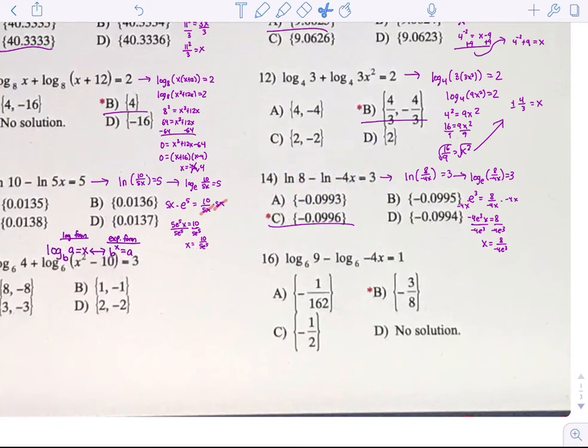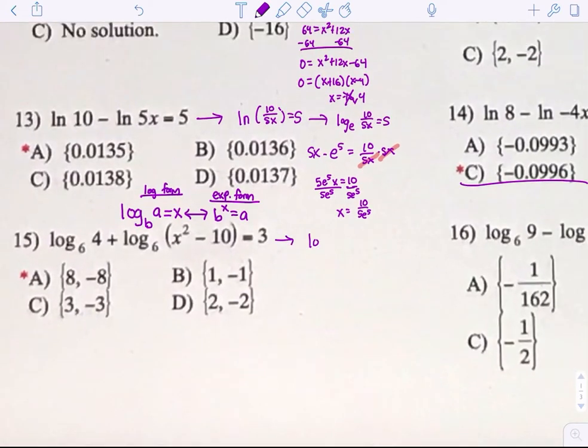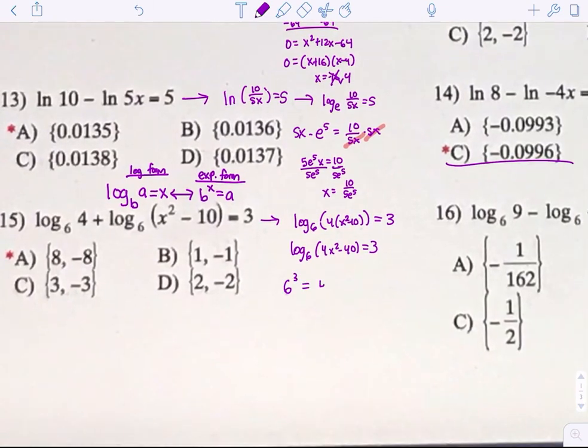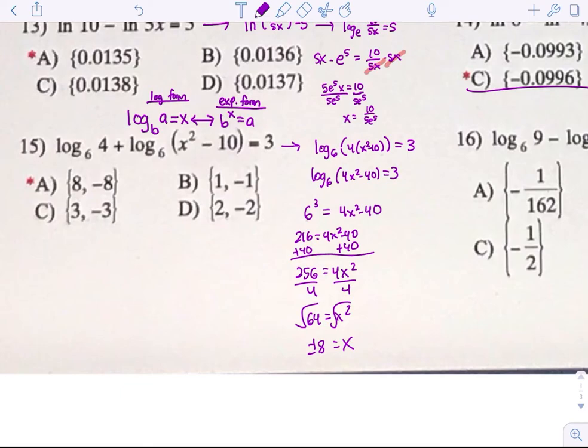Alright, next. This one, a log and a log, and it's a plus sign in between, which is going to be the product rule. So log base 6 of 4x squared minus 10 is equal to 3. Log base 6 of 4x squared minus 40 is equal to 3. Log form to exponential form, so 6 to the 3rd is equal to 4x squared minus 40. 216 equals 4x squared minus 40. Add 40 to both sides and divide both by 4. 64 is equal to x squared. Square root both sides. Plus or minus 8 is equal to x. If you plug both of those into here, it's going to be positive. So this is your answer.